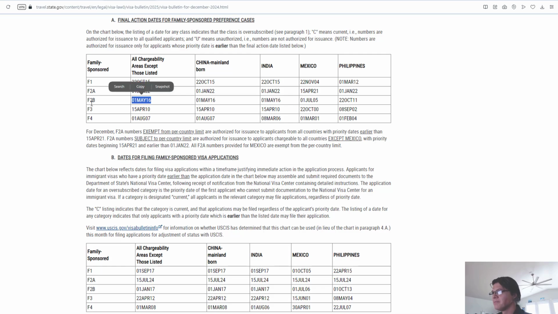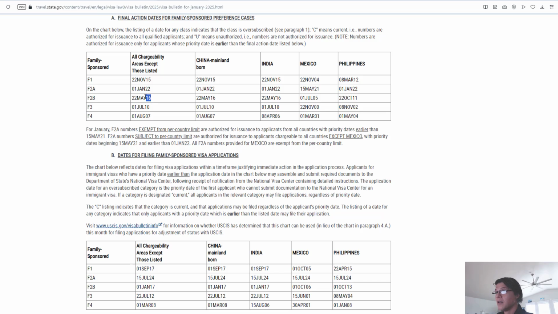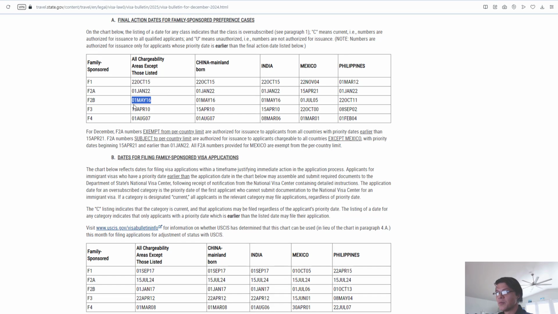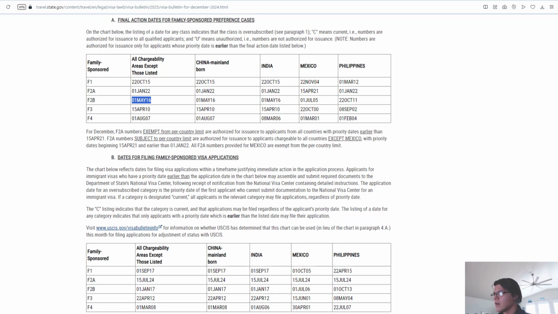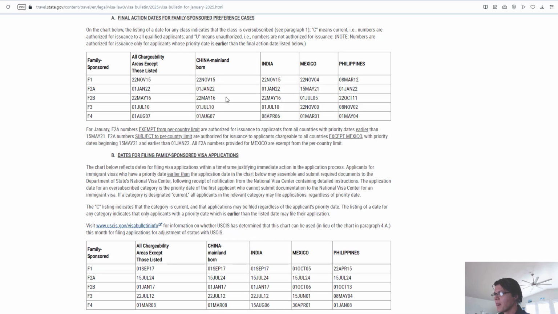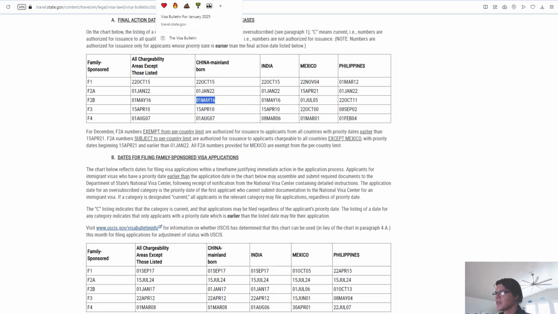So we got F2B for all chargeability. We are on May 2016, 22nd May, so we're moving from 1st of May to the 22nd of May, so 21 days of movement. Not the full month, but something is better than nothing. That's good. Let's see what's going on here for China. Same thing for China. We got from May 1st to 22nd May. India, we have 22nd May. Same thing, 21 days of movement.